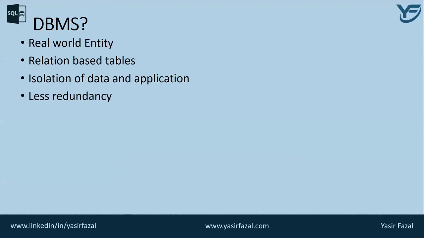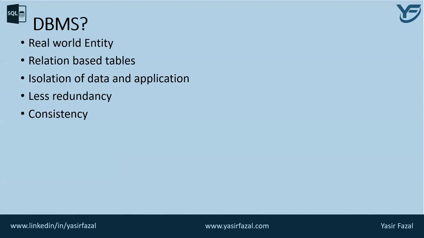Then there is less redundancy. DBMS follows the rules of normalization: first NF, second NF, third NF, which split a relation when any of its attributes has redundancy in values. Normalization is a mathematically rich and scientific process that reduces data redundancy.